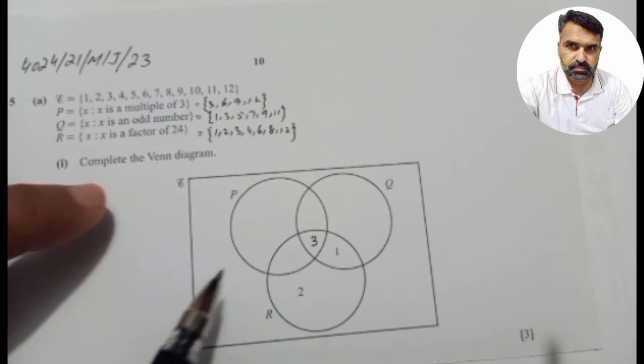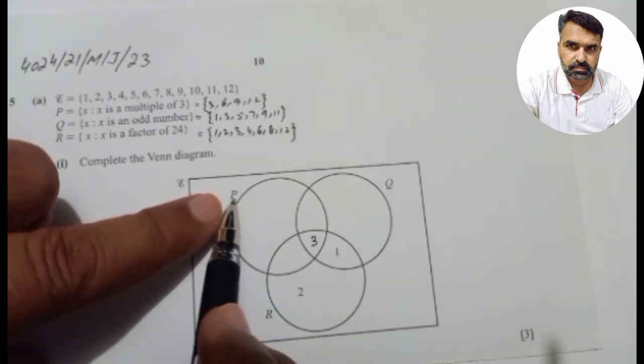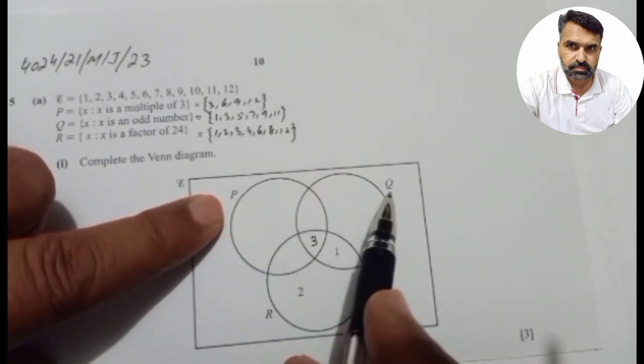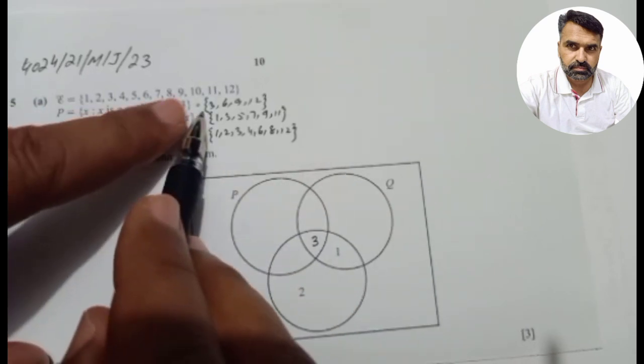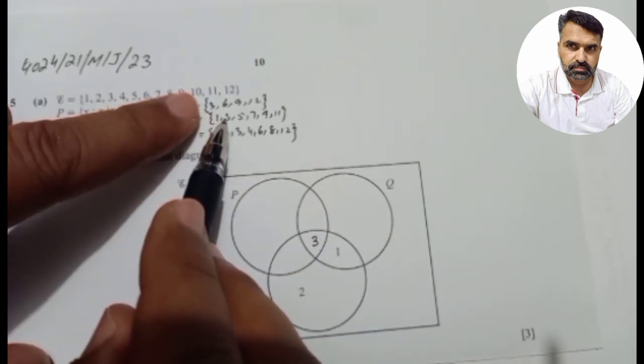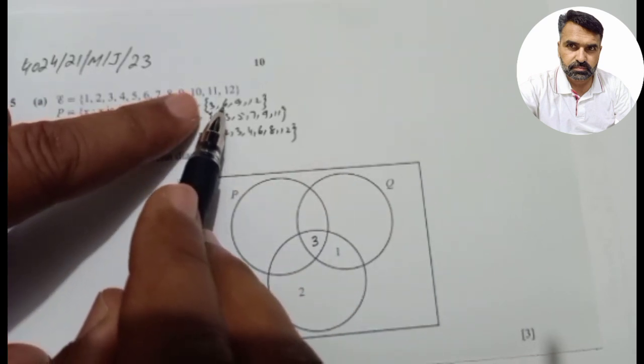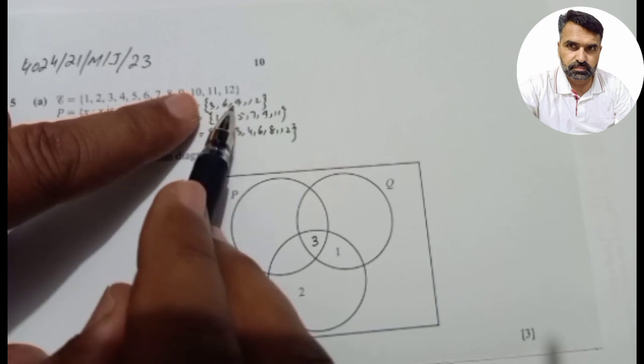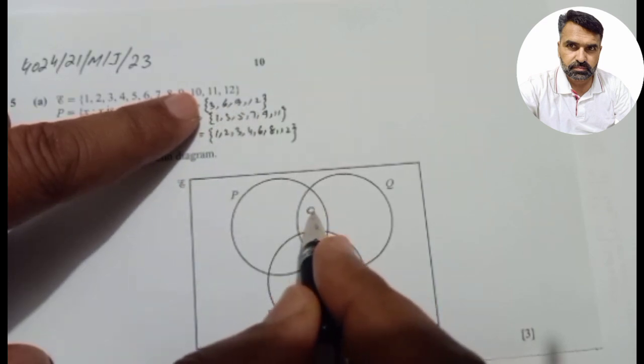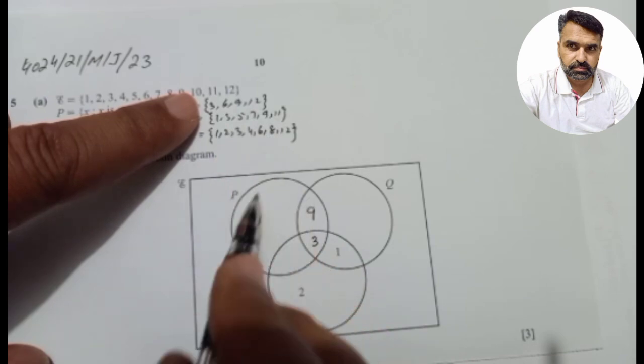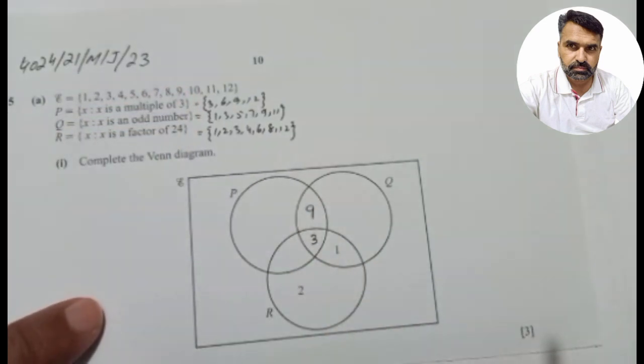Now students, we will find the numbers that are common between P and Q. P and Q common numbers are 3, then 9. 9 is common, so 9 is written here. And students, none of the other entries is common between P and Q.